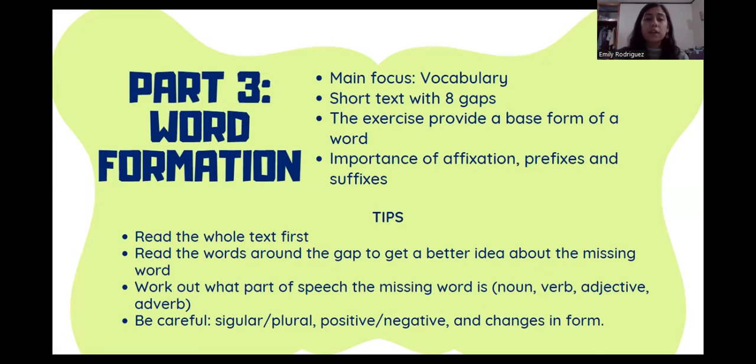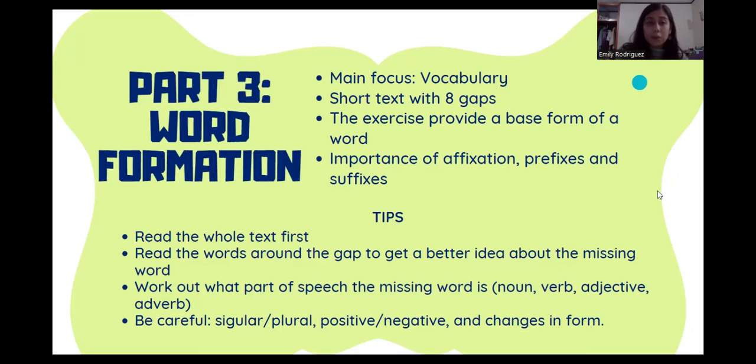Some tips to do this part in a good way are to read the whole text first to get a context. Also, read the words around the gap to get a better idea about the missing words. So read before and after the gap. Work out what part of speech the missing word is. It could be a noun, a verb, an adjective, or an adverb, and how we can use prefixes and suffixes to change one into another. And also we have to be very careful about the ways in which they can change. It could be singular or plural, positive or negative, or any other kind of change in general.